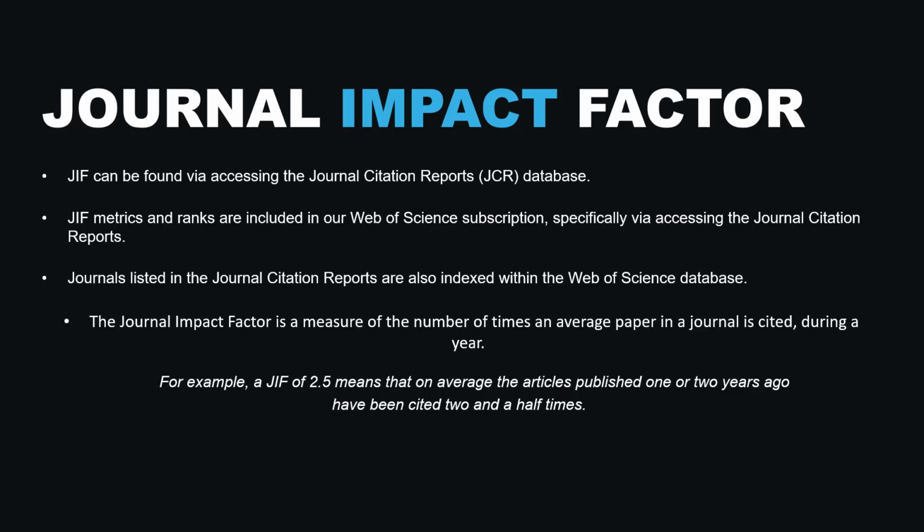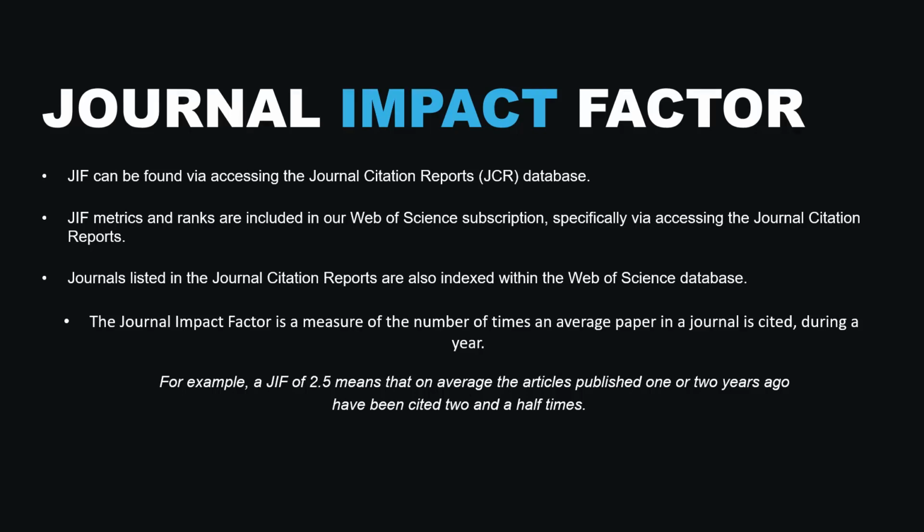The journal impact factor is a measure of the number of times an average paper in a journal is cited during a year. The impact factor is calculated by dividing the number of citations in a JCR year by the total number of articles published in the 2 previous years. For example, an impact factor of 2.5 means that on average, articles published up to 2 years ago have been cited 2.5 times.